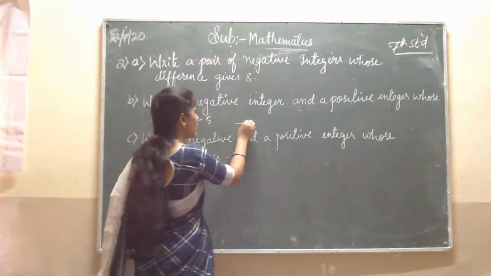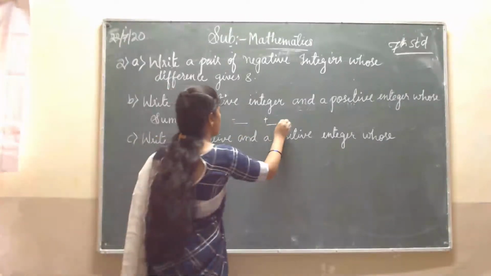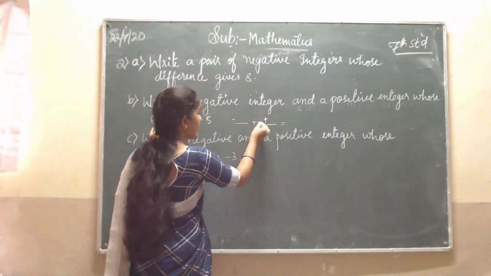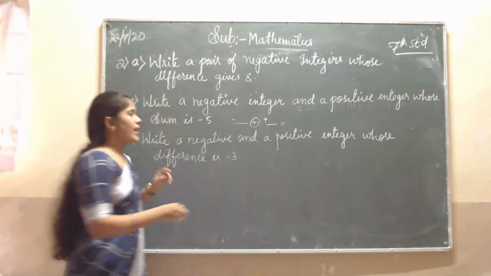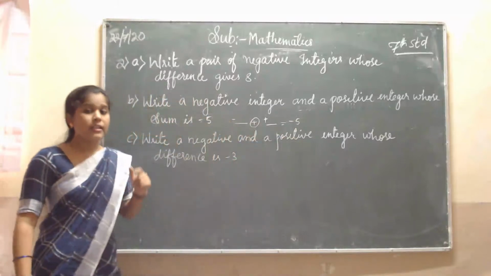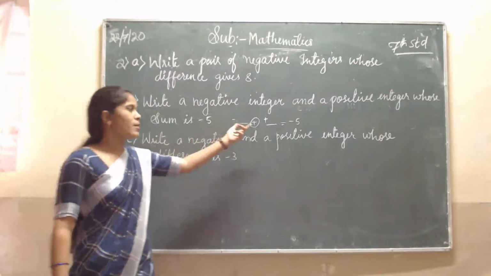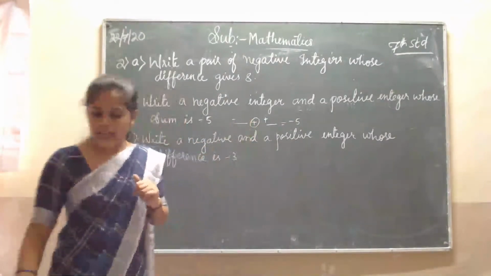So here, take one negative integer and another one positive integer whose sum, meaning here you should add, gives minus 5. Take two numbers in such a way that the sum gives minus 5. So add these numbers and simplify. If you get minus 5, then your answer is correct.